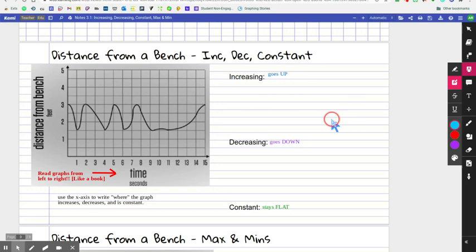Not even a little bit, right? Because even right here, it's not flat. It kind of is like a little bit of a hill. So it will not be considered a constant. So there's no constant sections here.